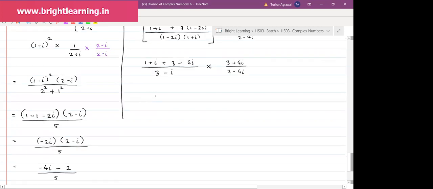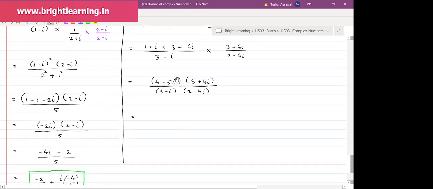So here it is: 4 minus 5i is the first numerator. The second numerator is 3 plus 4i, upon the first denominator, 3 minus i, and the second denominator, 2 minus 4i. So the numerator multiplication, the real part of the final answer.